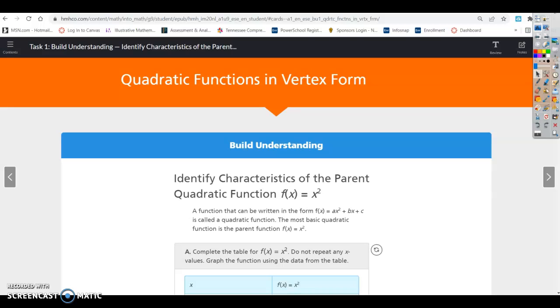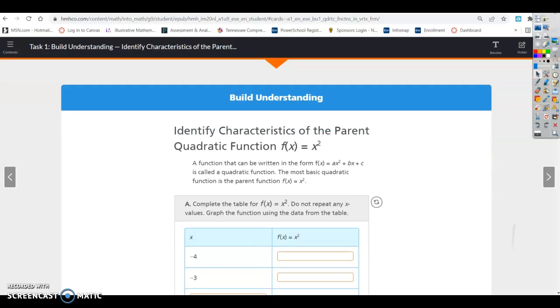Lesson 19.1, Task 1. Quadratic functions in vertex form. Identify characteristics of the parent quadratic function f of x equals x squared.